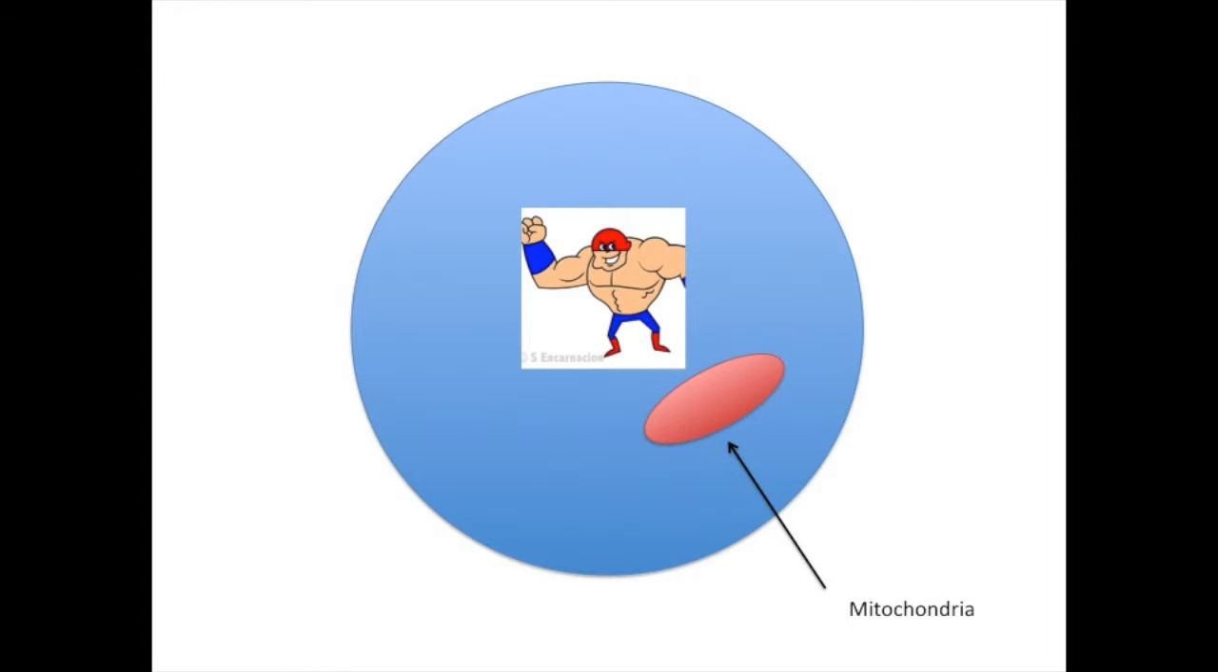Now let's go back to our red friend over here. This little guy is called the mitochondria. He breaks down sugars to produce ATP, and this means that he is involved in cellular respiration. There's a good reason that he is called the powerhouse of the cell.